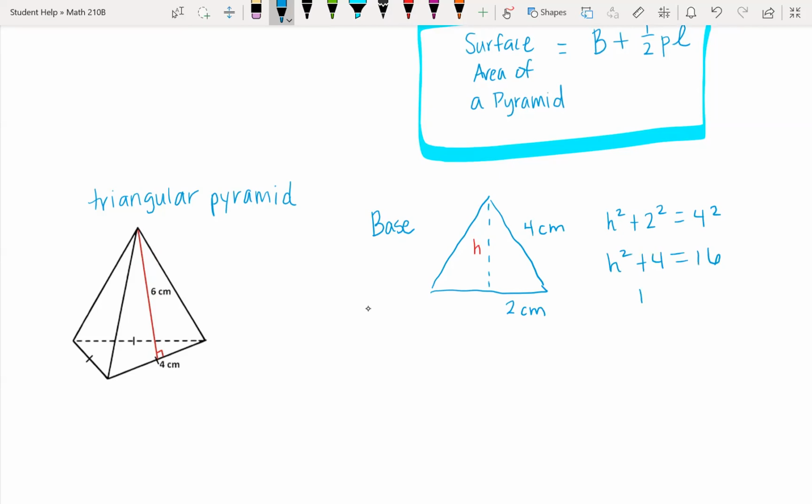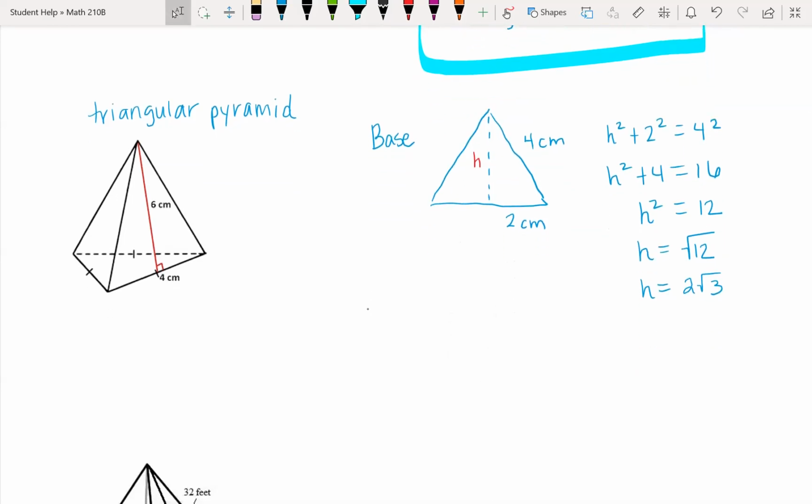Subtract 4 from both sides, so h squared is equal to 12. And then if we take the square root of both sides, we get that h is equal to the square root of 12. Or we can simplify that into 2 times the square root of 3. Okay. So now we can find the area of that triangle, which is the base.